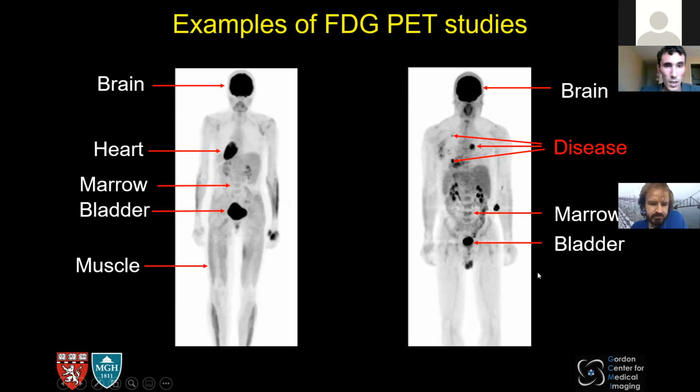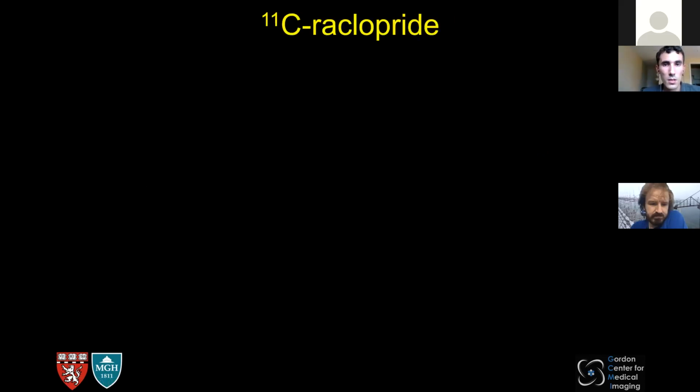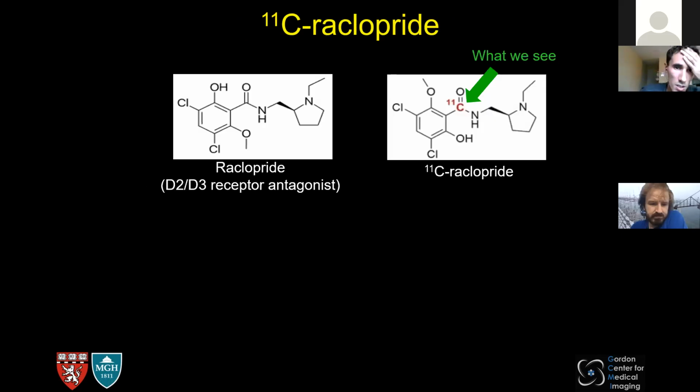Okay. So of course there are hundreds, if not thousands of tracers, but I'd like to talk about one that is used in brain studies, and that is an important one in research especially. So it's called C11 raclopride. So this is the raclopride molecule. It's an antagonist for dopamine receptors in the brain. So this was actually a drug that was developed to treat, I think, schizophrenia. And it basically is going to bind and block the dopamine D3 receptors. And this is the PET tracer that was developed based on this molecule.